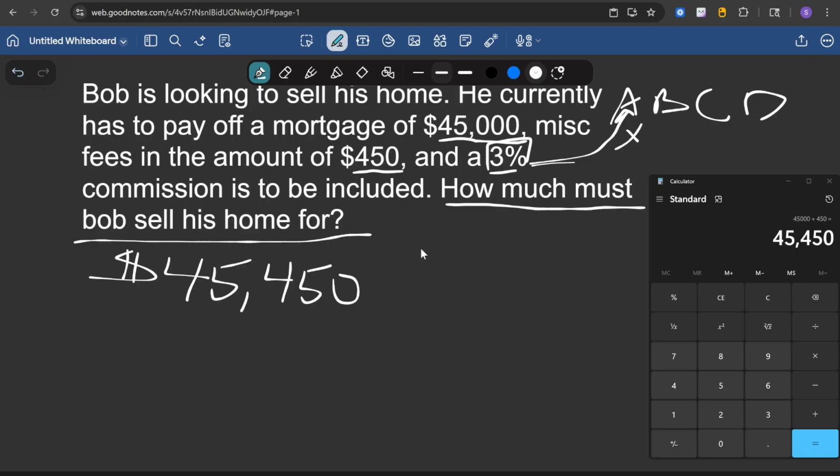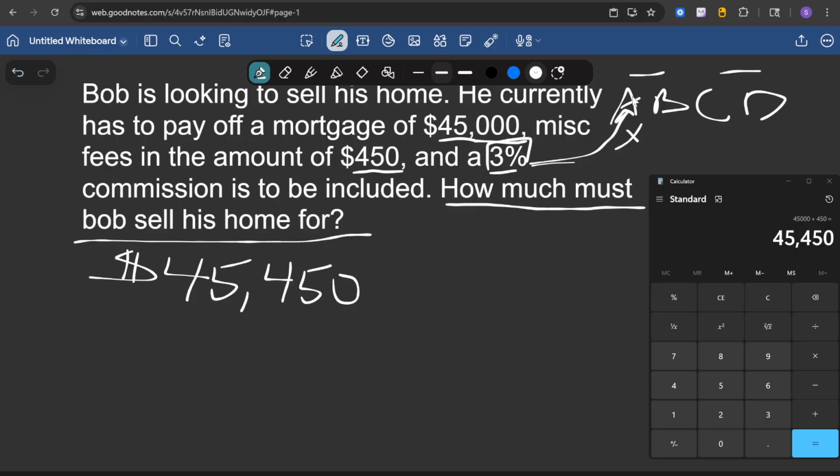Well, let me explain something, right? And I want you to think about what you know already. The commission is always based off of the sale price. Is this the sale price? No. No, if that was the sale price, guess what? We would be done, right? We wouldn't have any other work to do, right? But that's not the sale price. That is the sale price, and one of these answers here, minus the 3% commission.